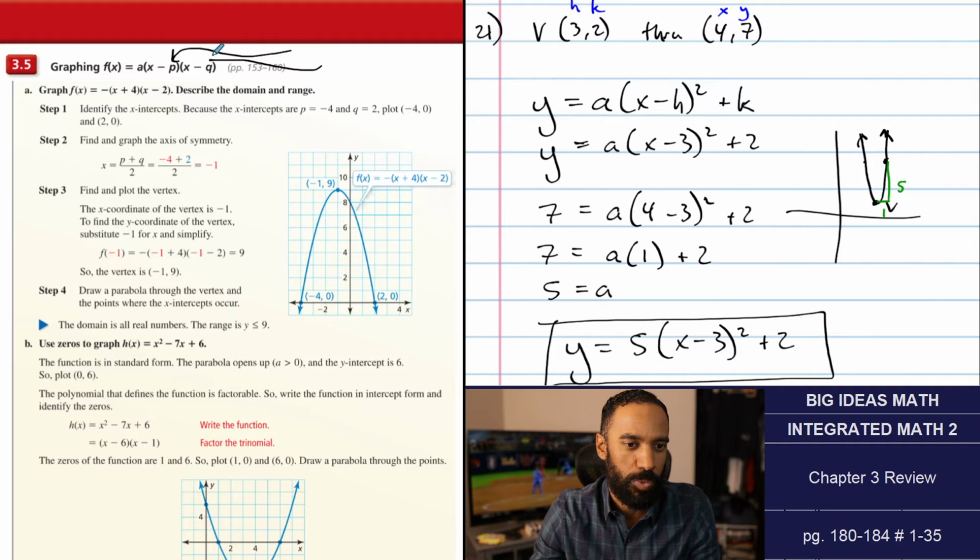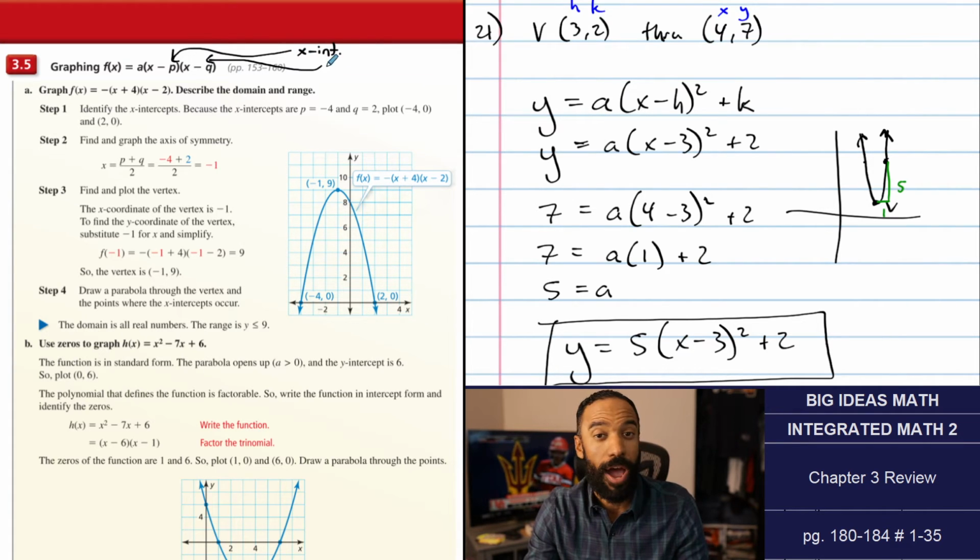That means these are the places where we cross the x-axis. But you wouldn't know in any other way for what these things are, but these are the x-intercepts. Once you hit chapter 4, you get heavy into the whole zero product property of it all. We'll leave that for chapter 4.